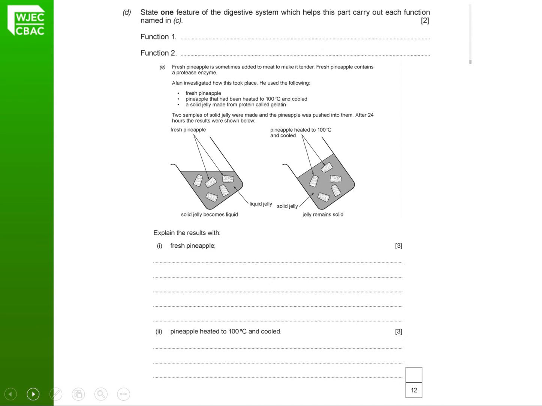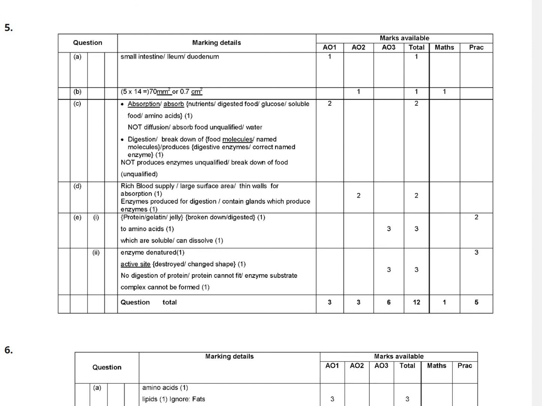Part D then, state 1 feature of the digestive system which helps this part carry out each function named in C. So to help with the absorption of digested food, you could mention the rich blood supply or large surface area or thin walls of the villi. And for the digestion or breakdown of food, you need to mention that the small intestine is producing enzymes to digest.